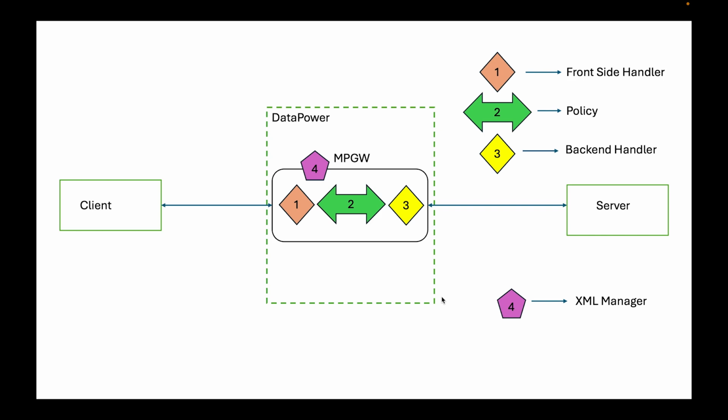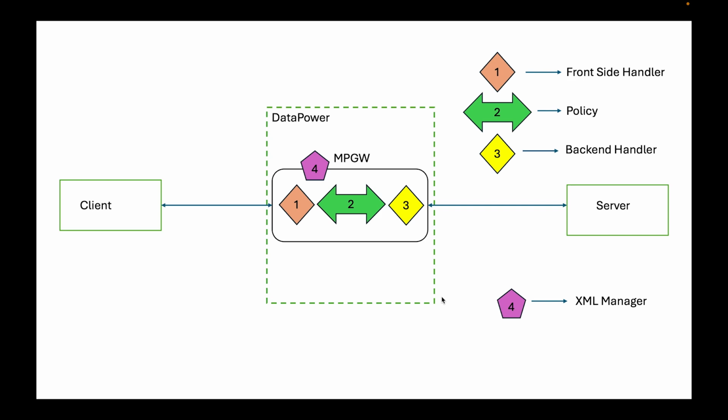Now, we'll skip 2, but we'll go to 3. This is the backend handler. This is logical in nature. You won't find an explicit object named backend handler in multi-protocol gateway or in DataPower. But this is embedded inside every multi-protocol gateway. This handler is responsible for talking to the backend server.